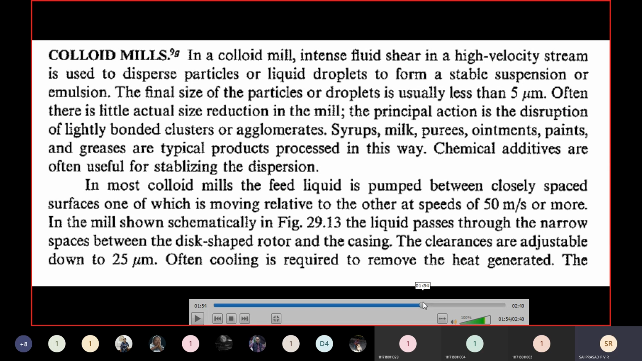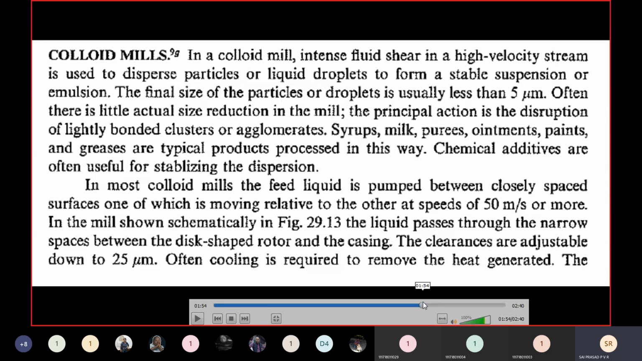Then the size will increase, and at the bottom a sediment will be formed. After a certain amount of time you can filter and take out the polymer and use it for some other purpose. These will be broken, and then we will have suspensions of syrups, milks, tomato purees, ointments, because you are supposed to add your active ingredient in the ethanol base, so you are going to suspend it. Paints and greases are typical products obtained in this manner. These are the uses for it.